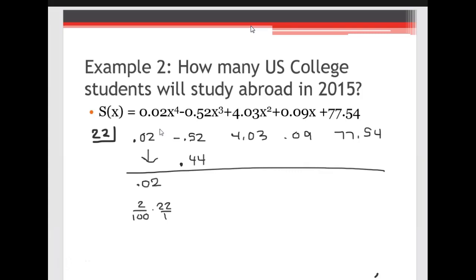So now you can add these two terms together. So negative 0.52 plus 0.44 is really like adding negative 52 and 44, where the 52 is negative. So you get 0.08, and it's negative because the 0.52 is negative. And again, negative 0.08 is like 8 over 100 times 22. So you can just keep your decimals going by taking 22 times 8. And that is negative 1.76.